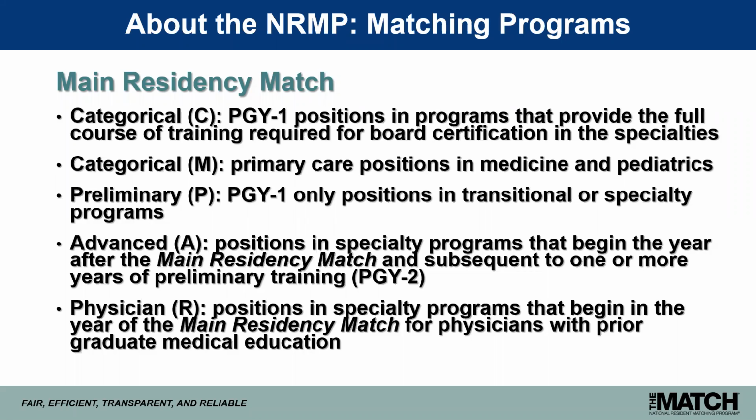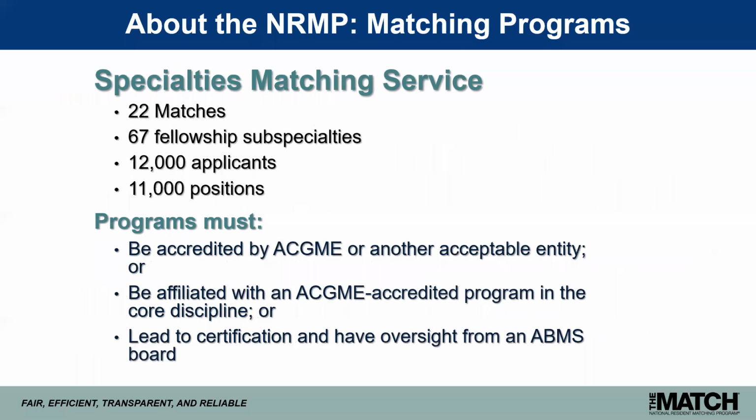Applicants in the main match that are interested in advanced specialties usually will also apply to and rank preliminary positions in order to secure the full course of training at the same time. The main match certainly allows for that. Physician or R positions are in specialty programs that begin the year of the main match, so July 1 after the match week in March, but are for physicians with prior graduate medical education. So R positions are not available for current seniors because you have to have had some prior GME in order to qualify. In addition to the main residency match, the NRMP sponsors multiple fellowship matches under its Specialties Matching Service.